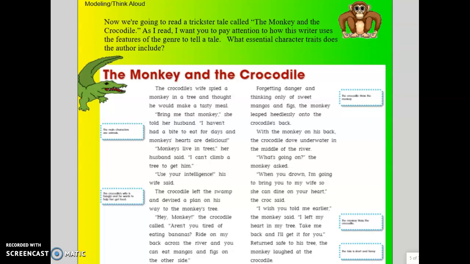I think both tricksters are a little gullible. They believe the other guy. And that's usually the flaw that the trickster has, is they tend to believe somebody and they fall for it. So we call that being gullible. So, that's an easy, quick trickster tale, and that's typically the length of a trickster tale.